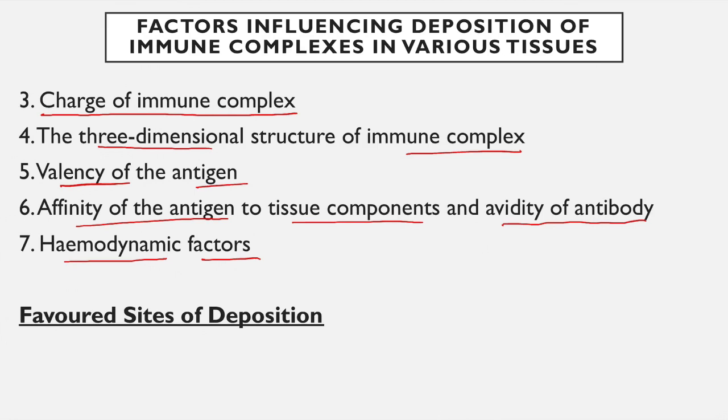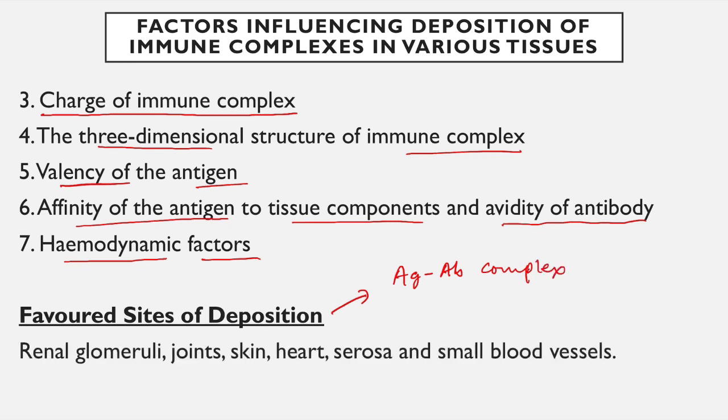Now, favored sites of deposition of immune complex: renal glomeruli, joints, skin, heart, serosa, and small blood vessels.